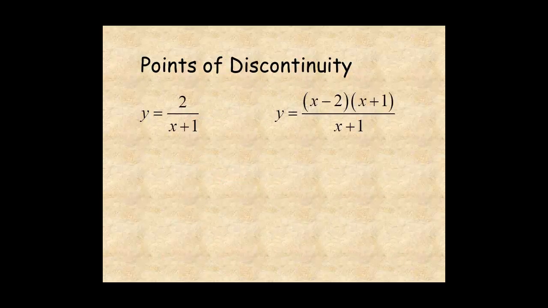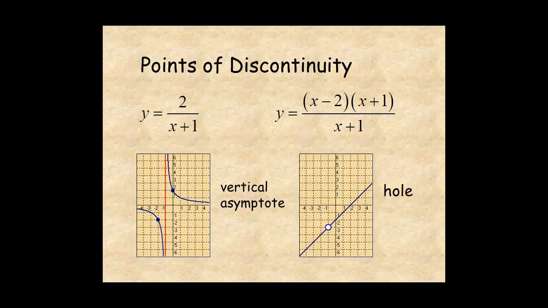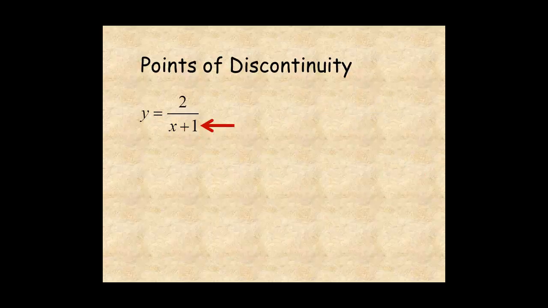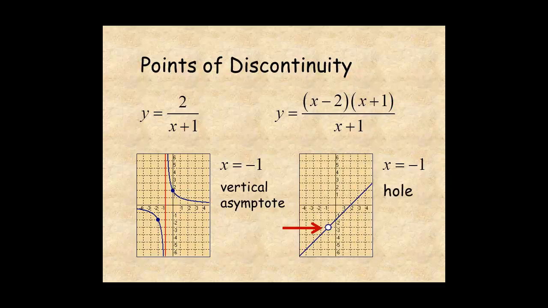A point of discontinuity can either be a vertical asymptote or a hole. Notice both of these functions have factors of x plus 1 in their denominators, so they both have zeros at x equal negative 1. For the first function, x equal negative 1 is a zero only of the denominator, so the function has a vertical asymptote at x equal negative 1. For the second function, x equal negative 1 is a zero of the denominator and the numerator. In this case, the function has a hole at x equal negative 1.